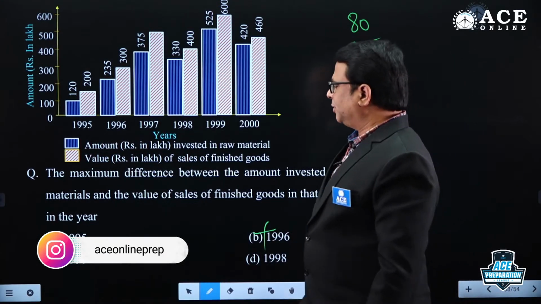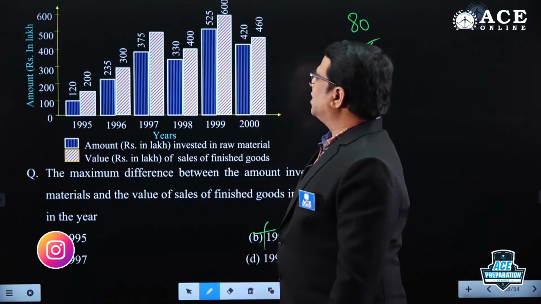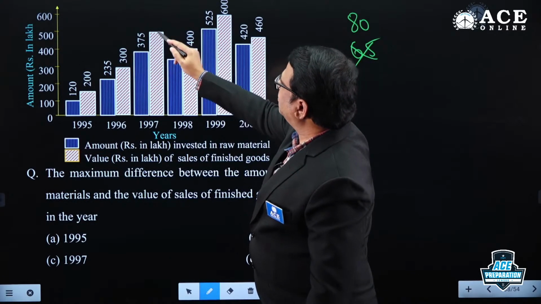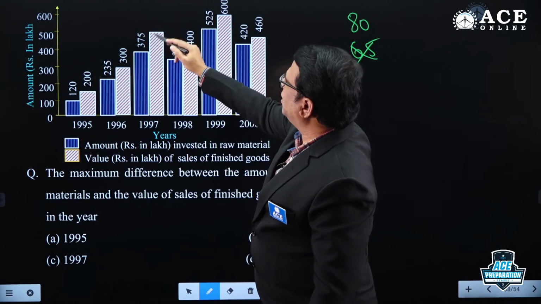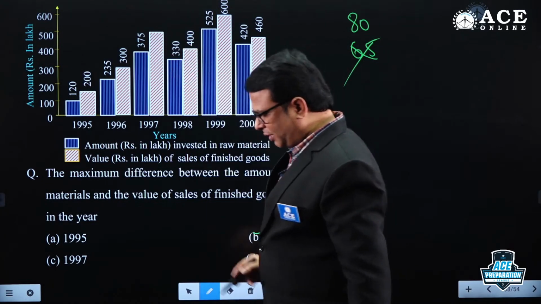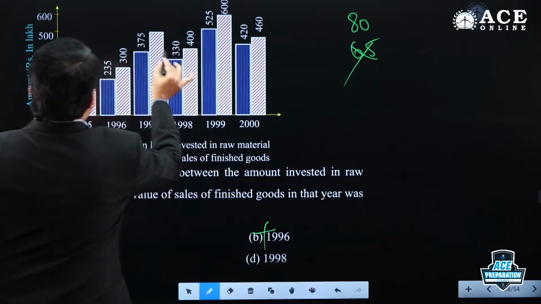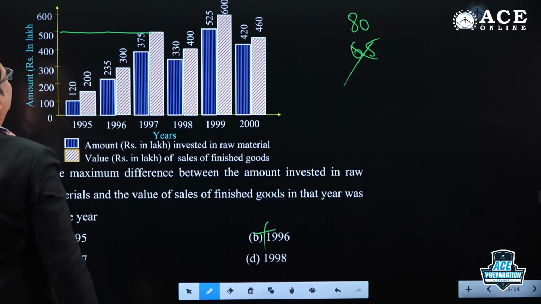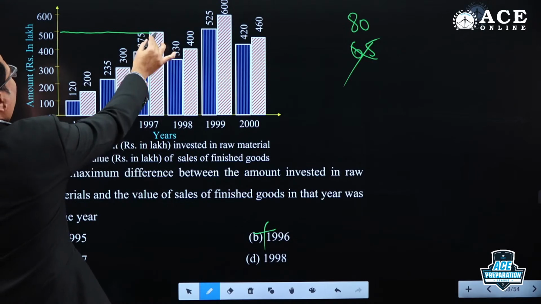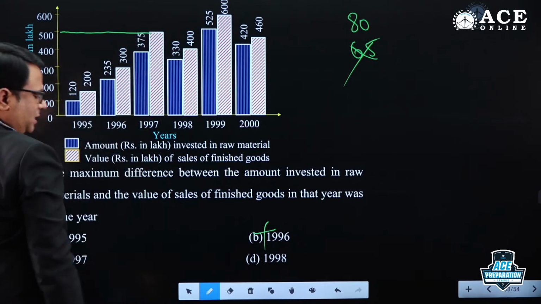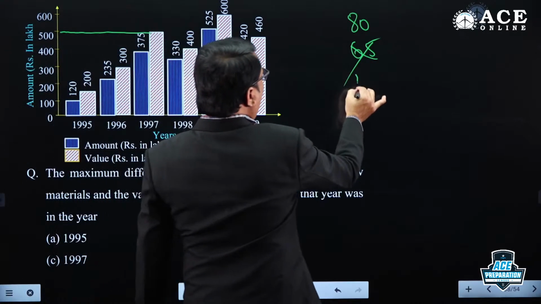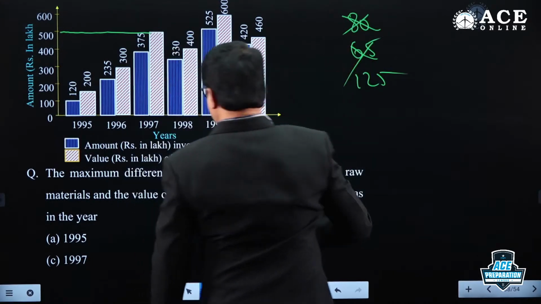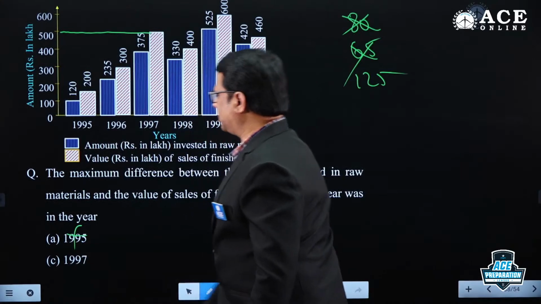Then third one, 1997, what is the difference in 1997? 375 and 500. This figure is not given, but still I think we can make it out here. So 375 and 500, the difference is 125. And 125 is more than 80, so the first option cannot be the answer.